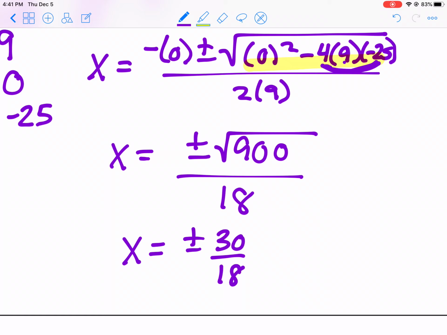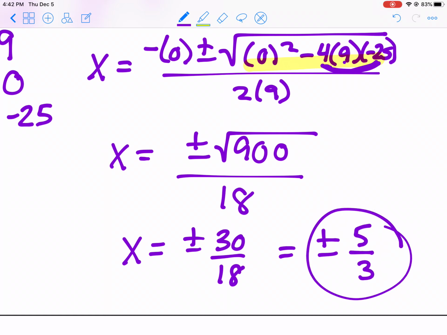Now, if there were something in front of that besides 0, then I would at this point write it in two different ways to simplify all the way to the end. But since there's nothing in front of the plus or minus, I'm just going to simplify 30/18. I can divide 6 away from the numerator and denominator, and I'm left with plus or minus 5/3, and that's our answer there. How'd you do?